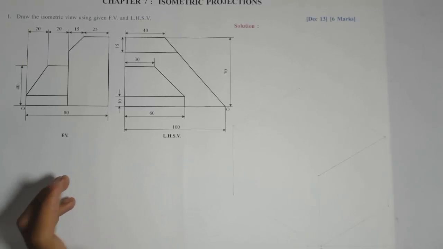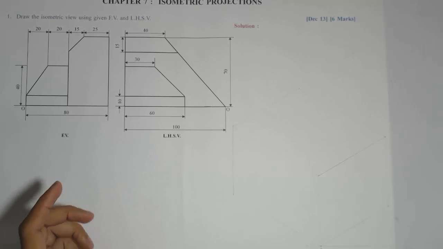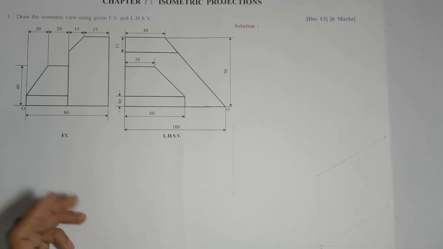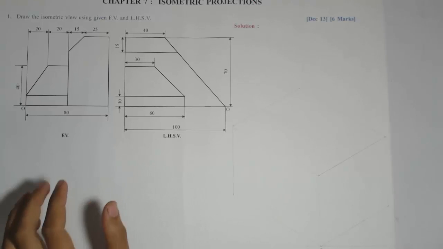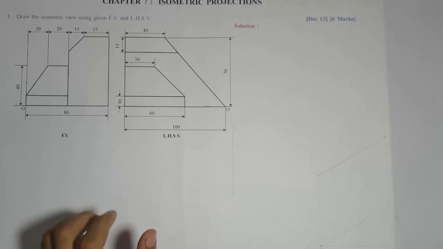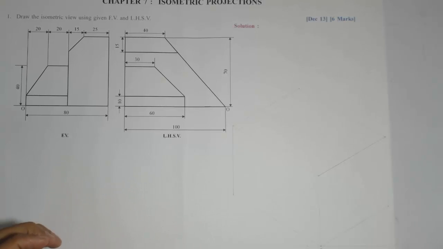So for completing the isometric projection, you need at least two views: either front view and side view, either left hand side or right hand side, or front view and top view. If front view and left hand side view is given, we will generalize one procedure for that, and if front view and top view is given, then we will generalize one more procedure for that.